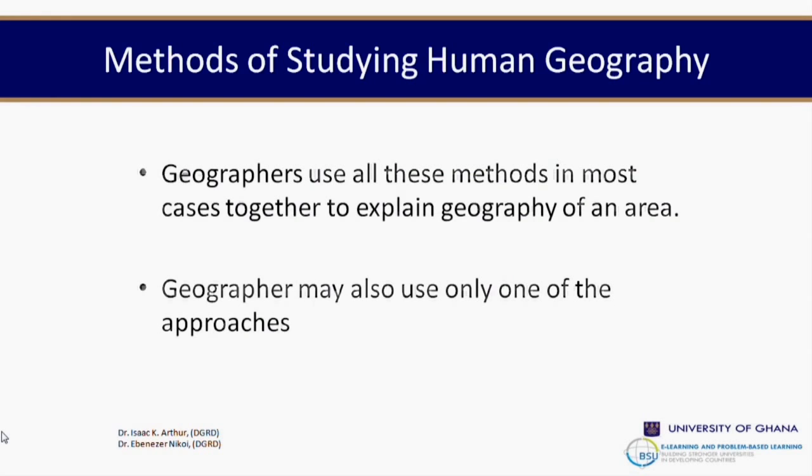Yeah, so geographers use all these methods in most cases together to explain a geographical phenomenon within an area, and they may also use just one, right? So it depends on the phenomenon or what is at stake. You either use both or you just focus on one. There are certain questions or situations where one becomes the obvious choice, and there are also situations where you have to combine the two. So it depends on the phenomenon that you are studying.